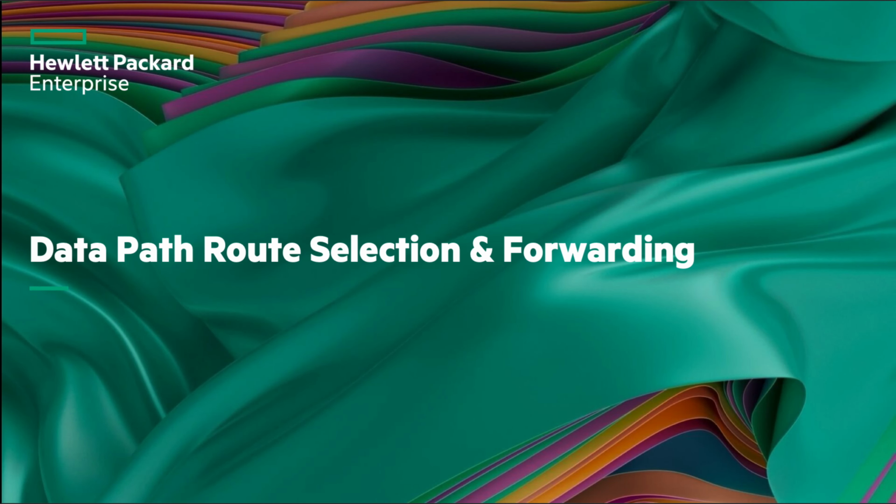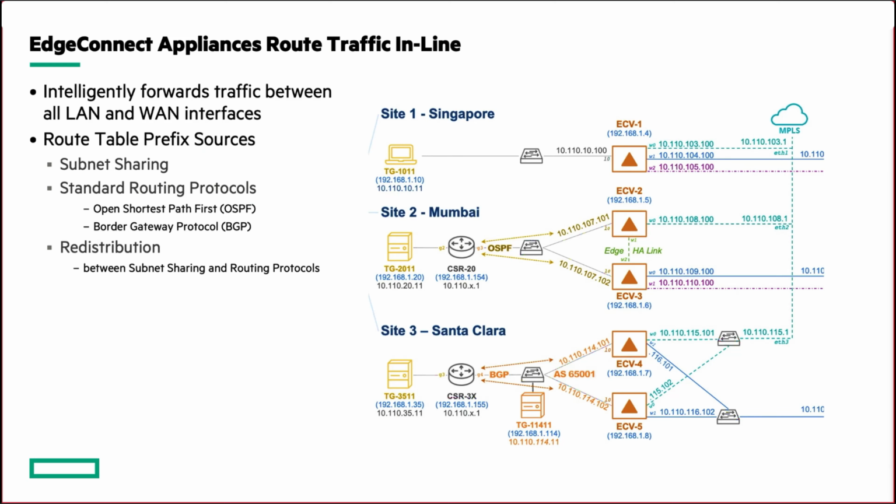Data path, route selection, and forwarding. Essentially, the Edge Connect is also a router. It can forward packets between local interfaces if it knows which interface to use to reach the destination subnet. It could have this information as a result of being locally connected to the subnet, having the route learned via OSPF or BGP, or from a static route, so that it then forwards pass-through traffic to the next hop router.